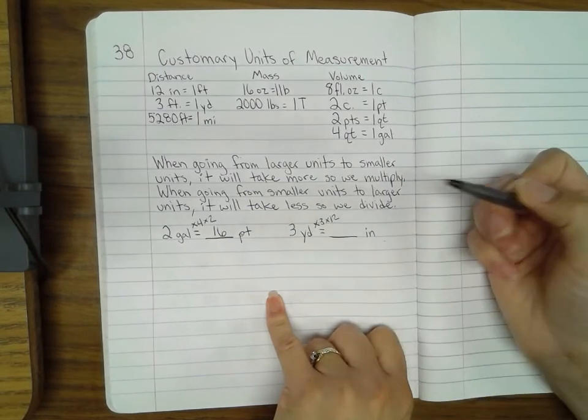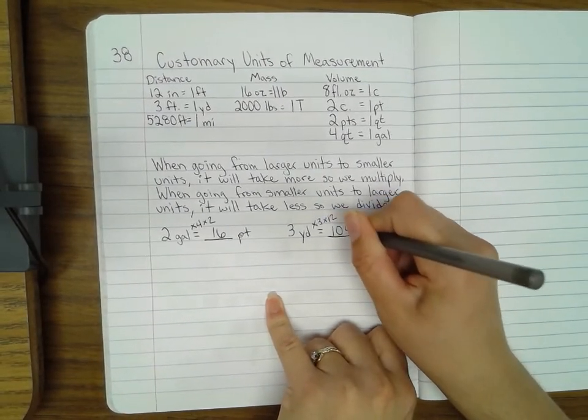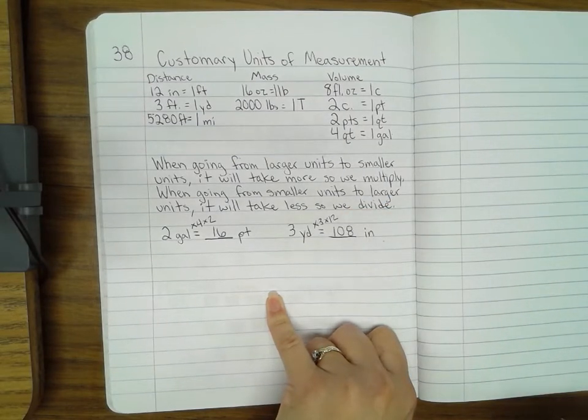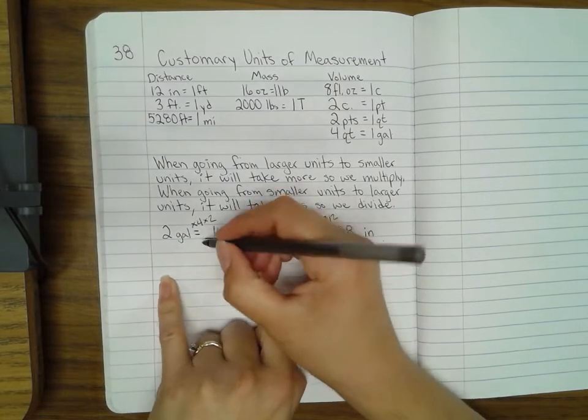So 3 times 3 is 9. 9 times 12 is 108. Or 3 times 36 would have given you 108. It doesn't matter either way. 108 inches is what you have. Okay, skip a line. Let's try this one.